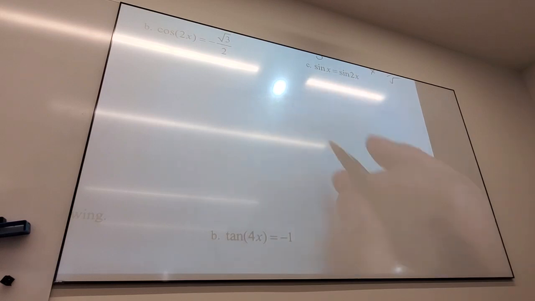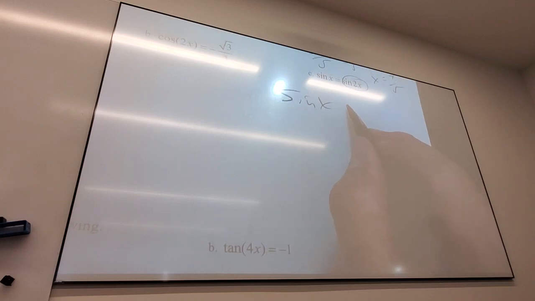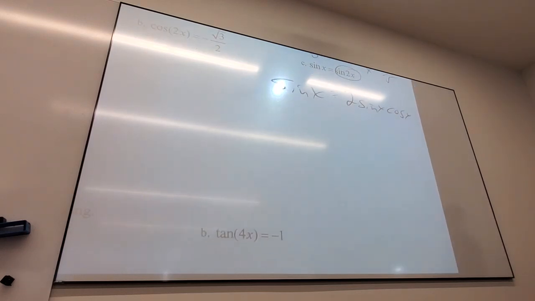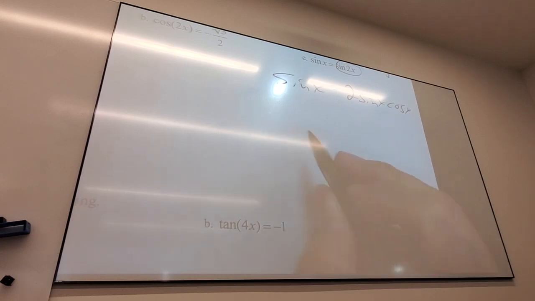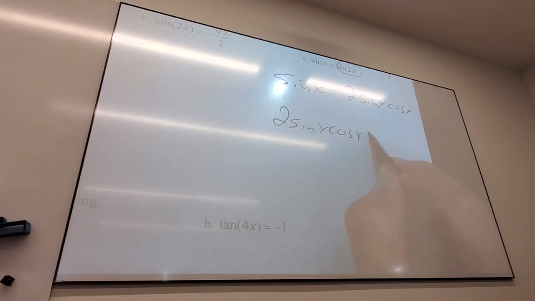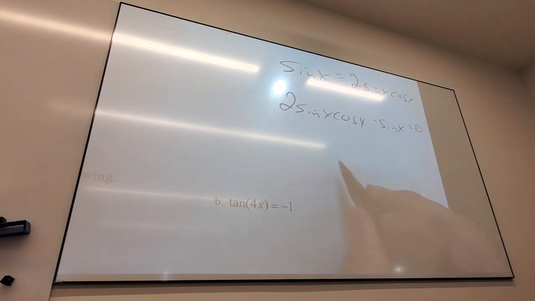Don't I have an identity for this? What's the identity for sine 2x? 2 sine x cosine x. Right? Okay. So then I can subtract sine x, get it equal to 0, so then I can do what? Factor out a sine x.